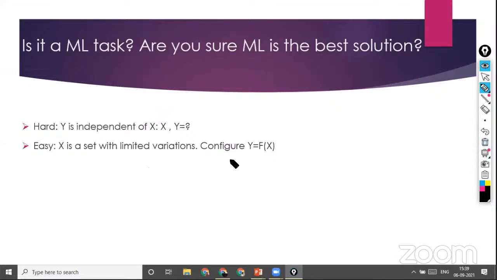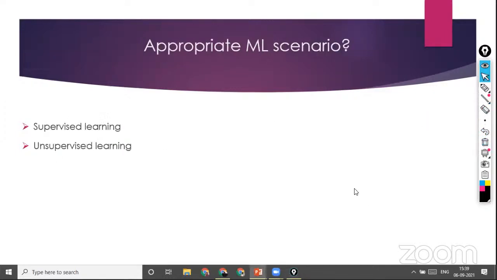You can configure this machine learning problem as y is equal to f of x. So that's the first question you should always be asking: whether the problem in hand can be solved using machine learning or not. And the next question is the kind of scenario that you should be using. We have already done a quiz program based on that. You are given a question and you have to find out which kind of technique you will be using, whether you will go for a supervised learning technique like classification or regression, or an unsupervised learning technique like clustering and so on.